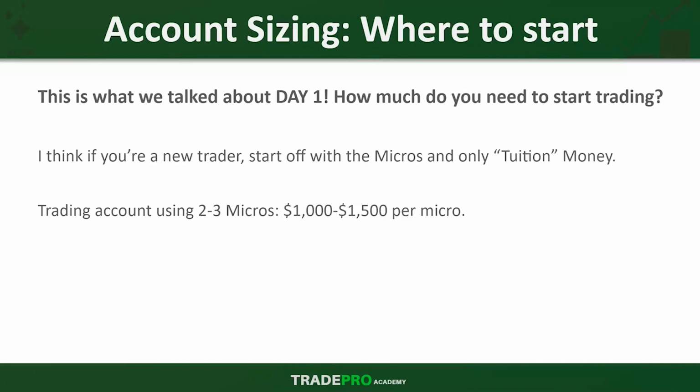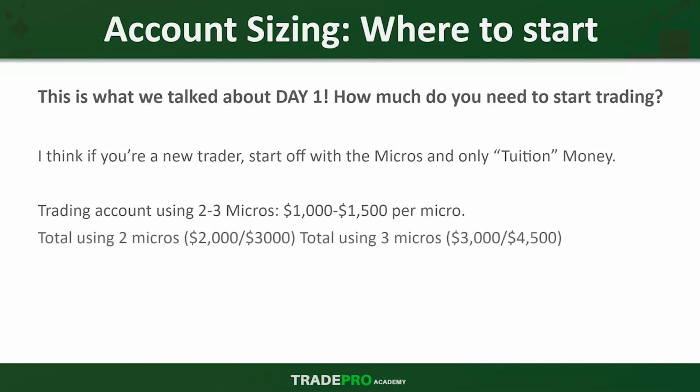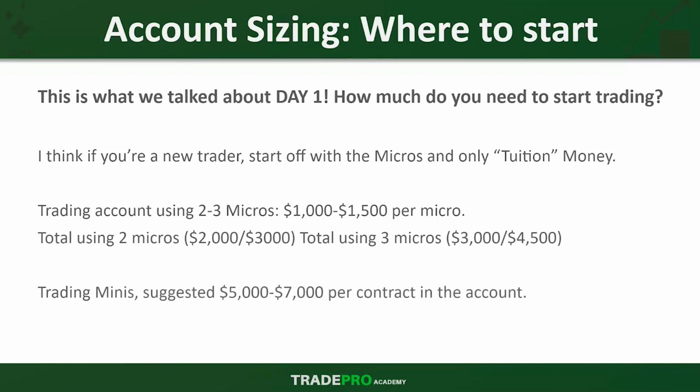So understanding with micros, this is where you can learn and where you can develop. Have a realistic set amount in the account as your quote unquote margin, your self-discipline margin. For example, let's say you use a total of 2 micros, the account size should be somewhere between 2 to 3 grand. If you're using 3 to 4 grand, trading minis, like I said, I would suggest 5 to 7 grand per contract.